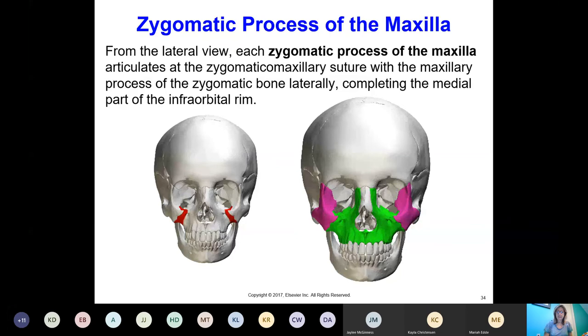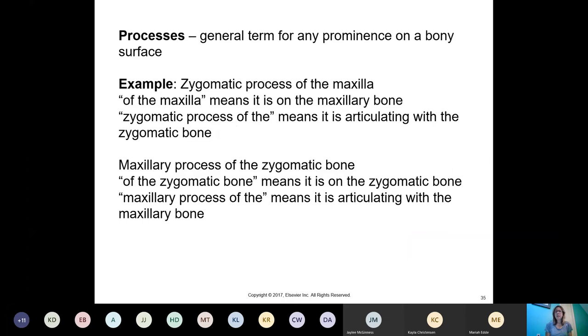Processes. Remember that a process is a general term for any prominence on a bony surface. So when we say the maxillary process of, we're talking about a prominence on a bony surface. So this zygomatic bone has processes or prominences. And then there's just a couple of examples. And remember, "of" means on the.